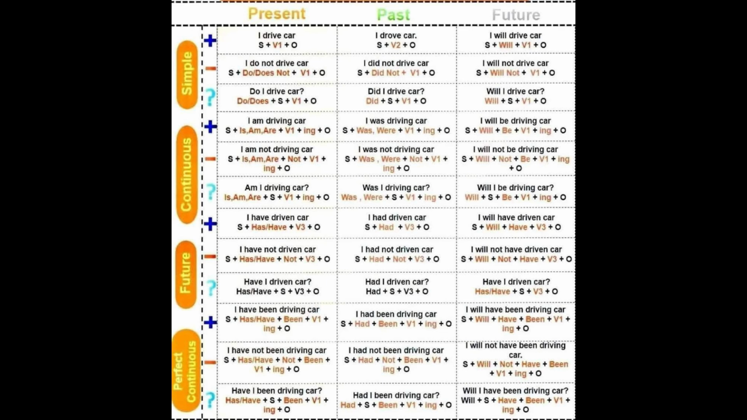Past continuous, we use was/were plus verb plus ing. Example, I was driving a car. For negatives, I was not driving a car. And for questions, was I driving a car?